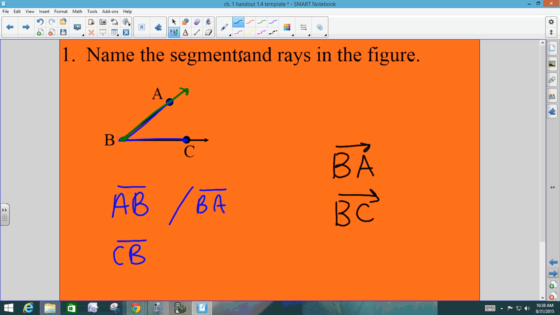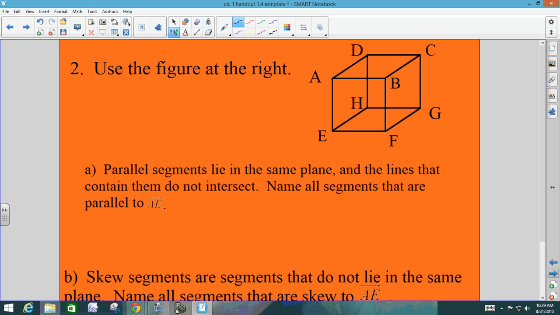Would it be accurate to say that ray BC is the same as ray CB? No, because this one is telling me it starts where? C and going towards B. But I don't want that one. We have the one that's starting at B and going towards C. All right. Segments, 2 endpoints. Rays, 1 endpoint, and then it goes on forever. Still need 2 letters to name them, just like lines.